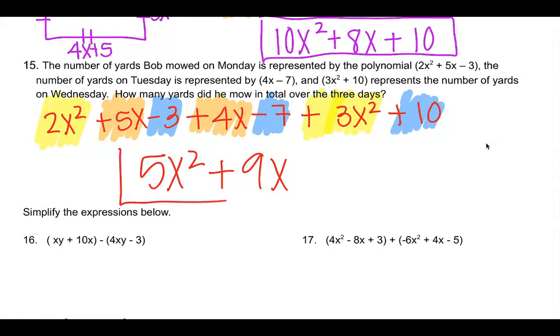So I'm left with this. And again, I can't combine it and say we've got 14x's or 14x squared because they're not the same thing. This one has a power of 2. This one has a power of 1. I can't combine those together.